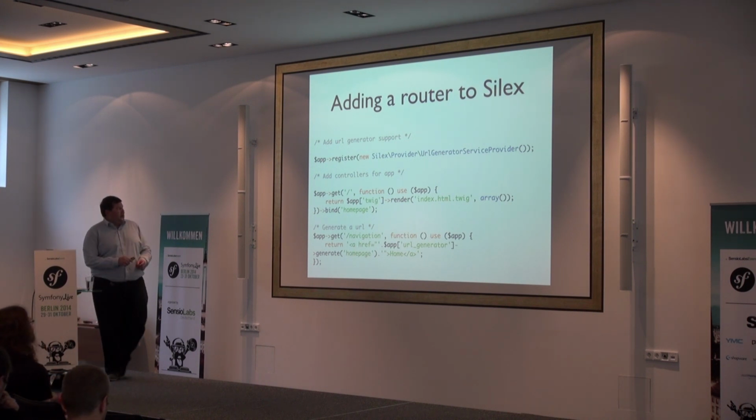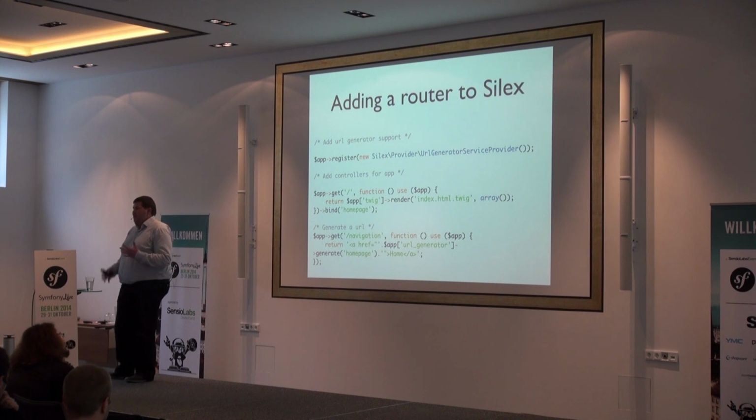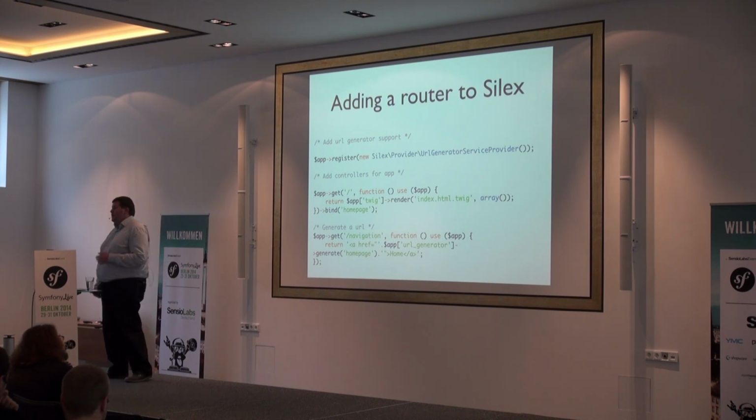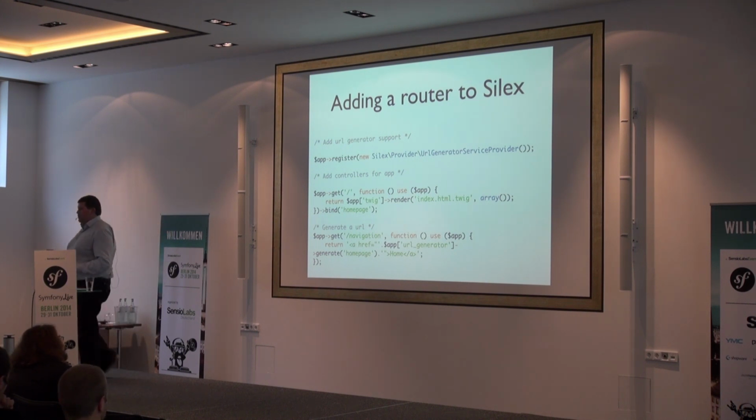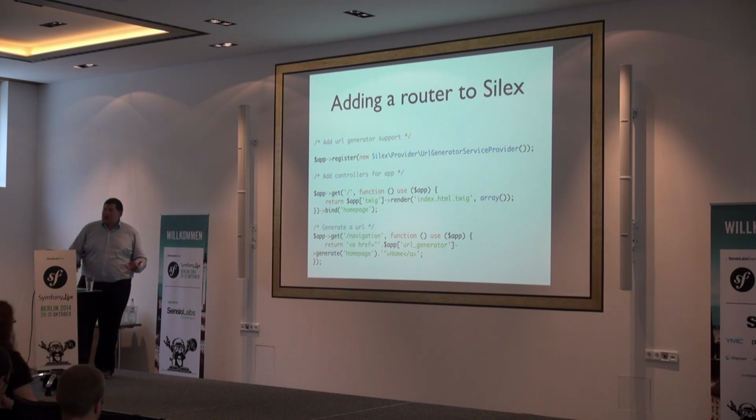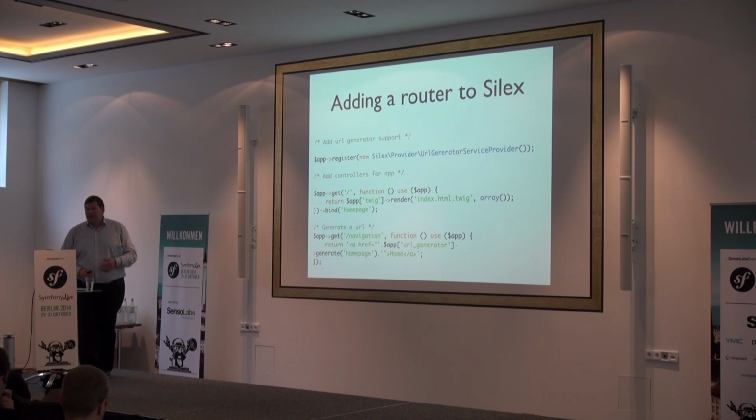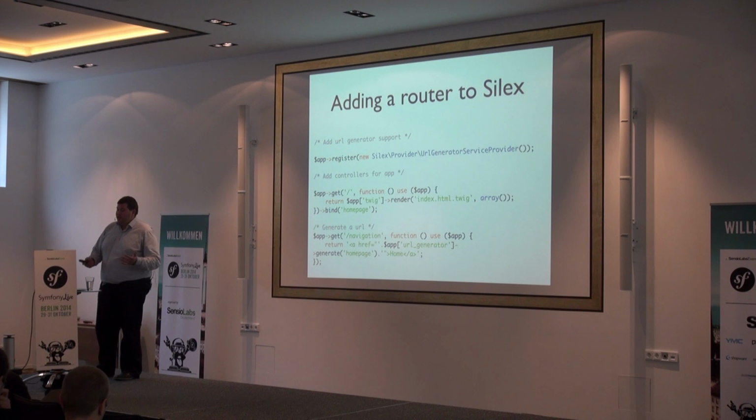So in this case, I want to bind a route. Earlier we mapped /hello/world, but now I just want to map the home page to a route, and I want to give that route a name. So what we're doing here is we're calling $app->get on / for the home page, and then we're passing in a template that we want to use.